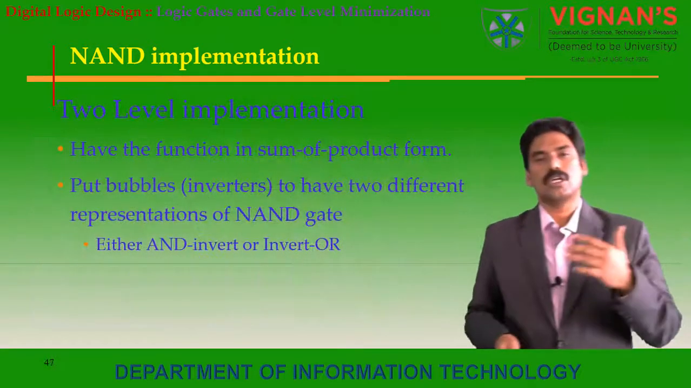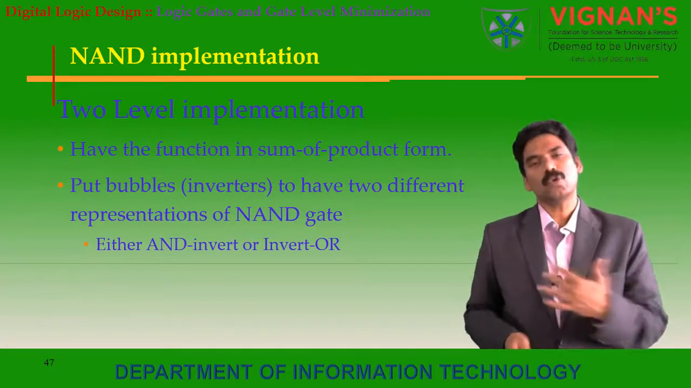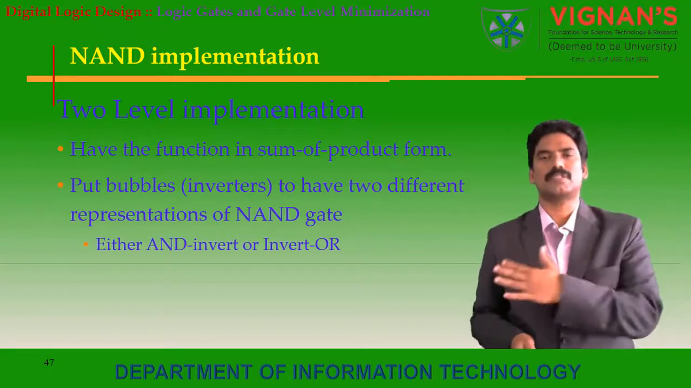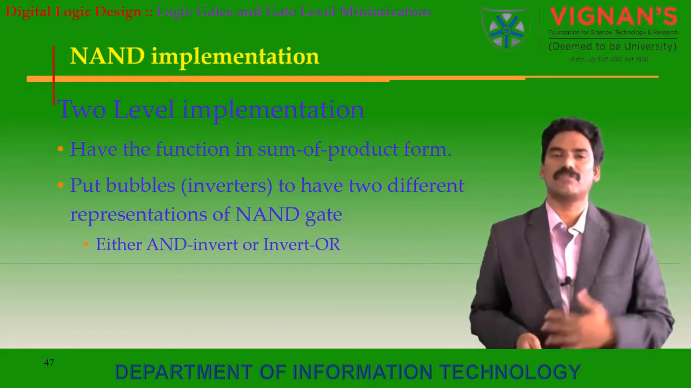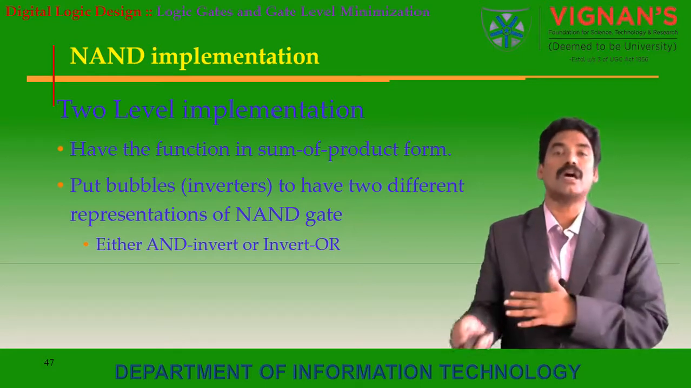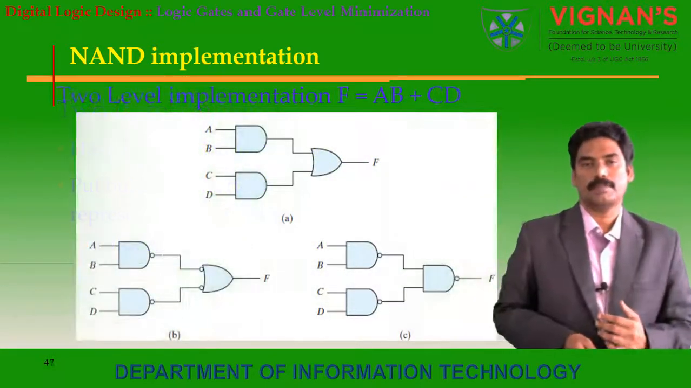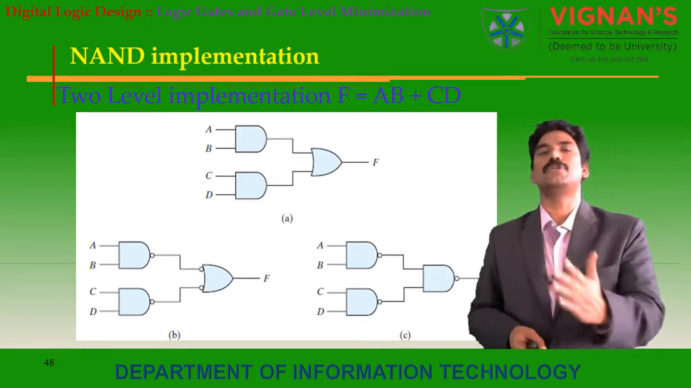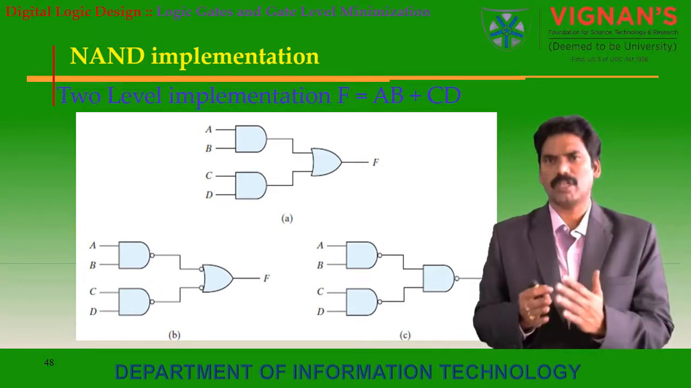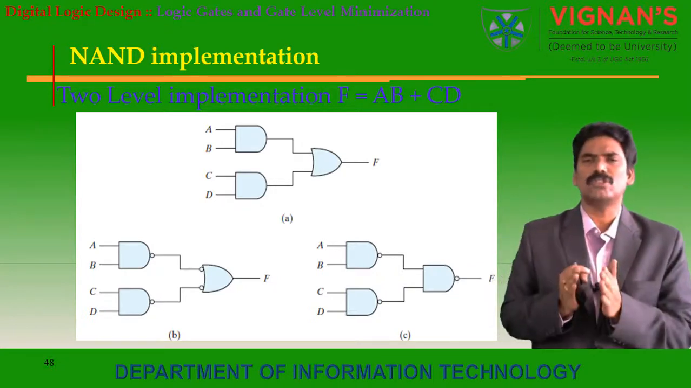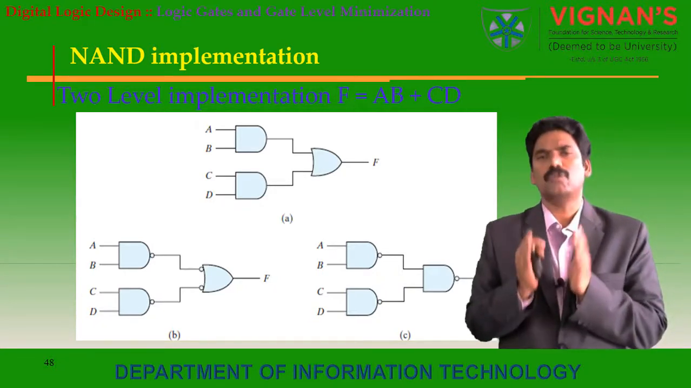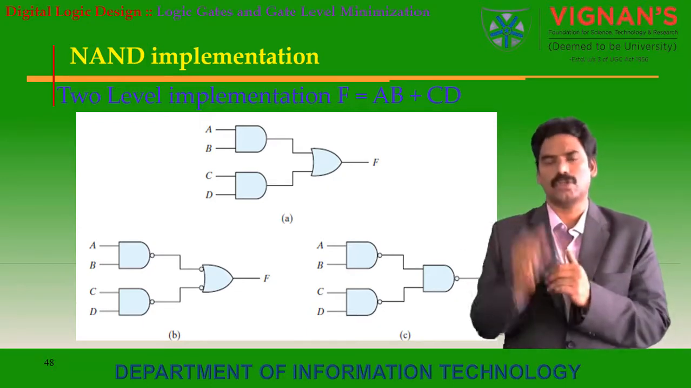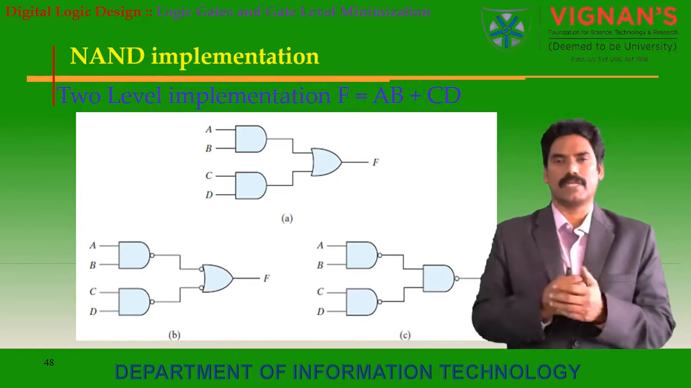These are the graphic symbols. And two-level implementation. Have the function in sum of products form, and put bubbles or inverters to have two different representations of the NAND gate, either AND-invert or invert-OR. So for example, implement F equal to AB plus CD by using NAND gates. As usual, to implement this circuit, for AB we need an AND gate, for CD we need an AND gate, and for plus we need an OR gate. So two AND gates and one OR gate are required.